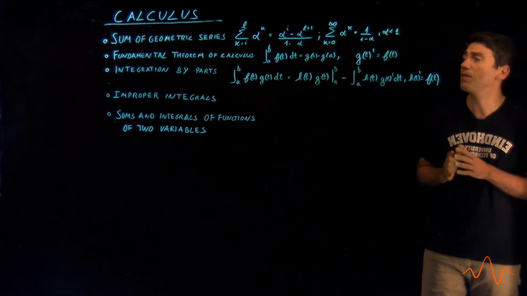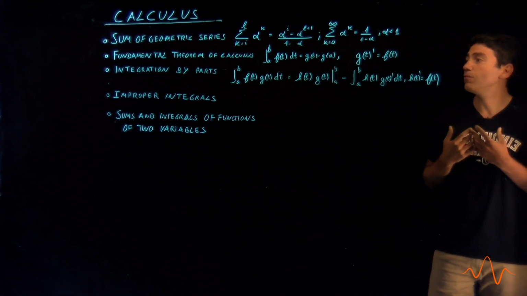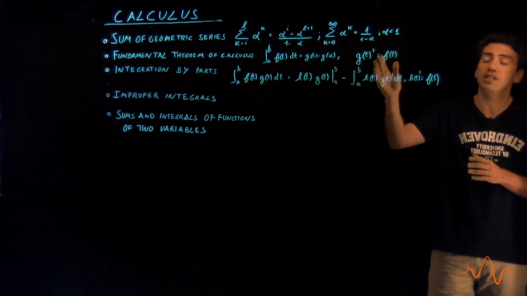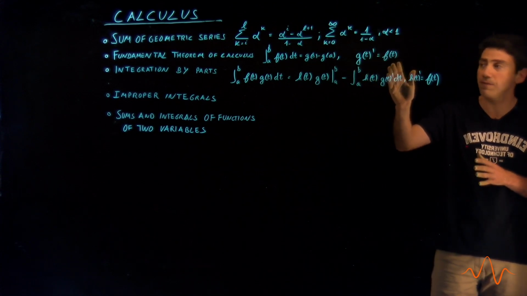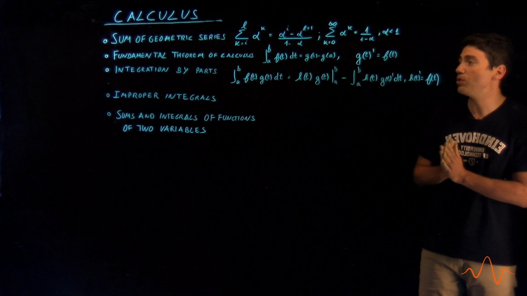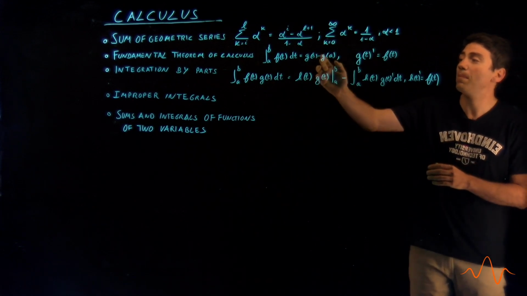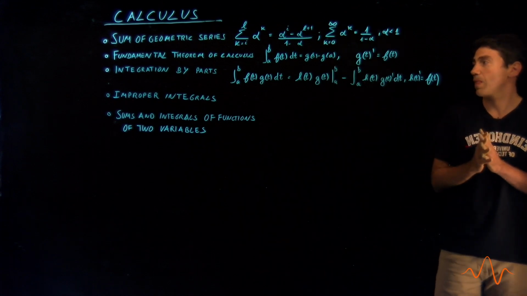Then we have the fundamental theorem of calculus. It tells us that if we want to take the integral of a function f, and if we know a primitive, that is a function g, such that when we differentiate, that gives us f, then the integral from a to b of f of t dt is equal to the primitive evaluated at b minus the primitive evaluated at a.